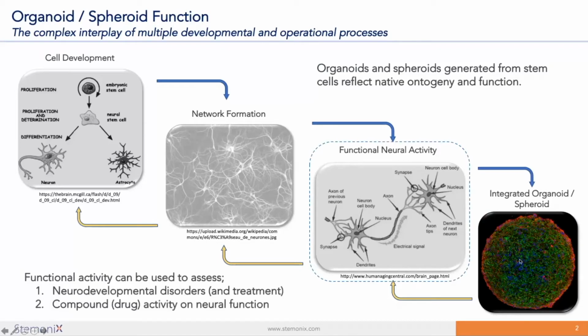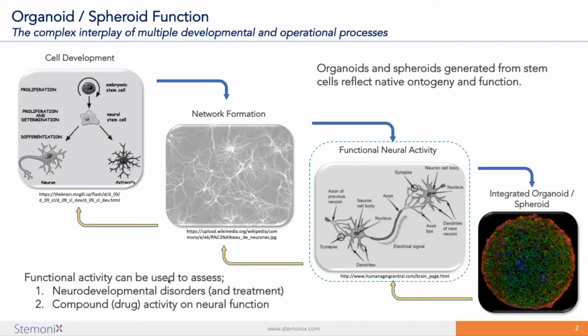All right. This functional output then can be used to assess things like neurodevelopmental disorders, as well as treatment to identify therapeutic pathways for them. Similarly, it can be used to look at the effects of compound or drug activity on neural function, be that beneficial impact or a negative or toxic impact.